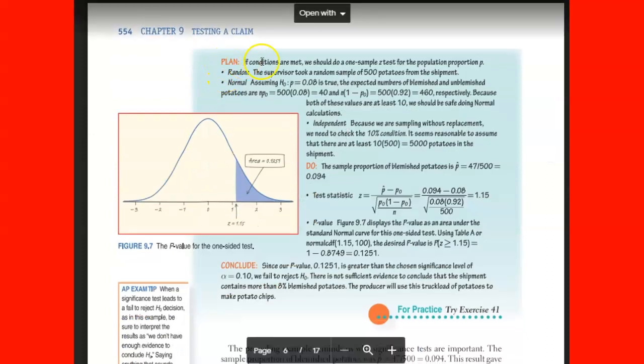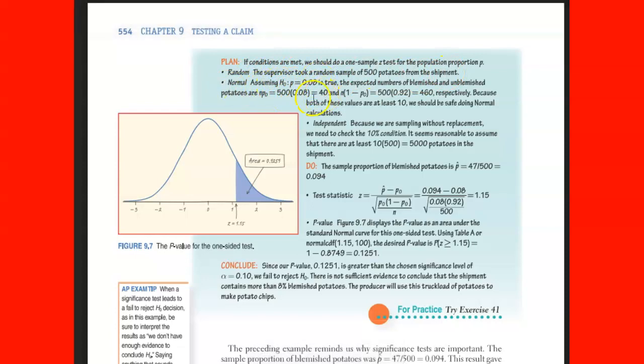So our plan, if the conditions are met, we're going to do a one sample z-test. You can call it a one prop z-test for the population proportion. Randomness: it says it was a random sample. Normality: 500 times 0.08 is 40. 500 times 1 minus 0.08 is 460. Those are both bigger than 10. We've got a normal curve.